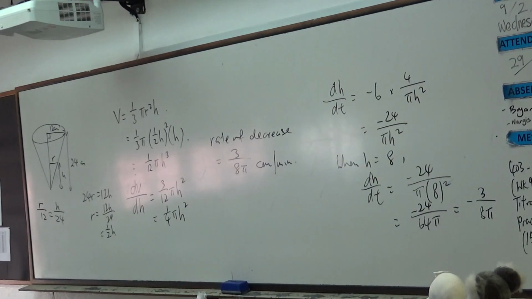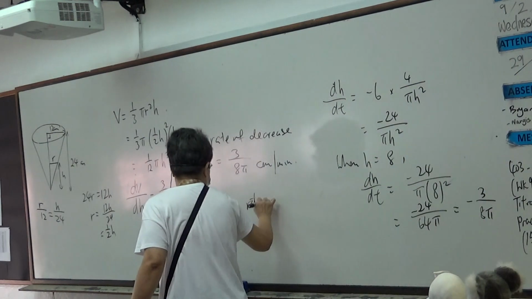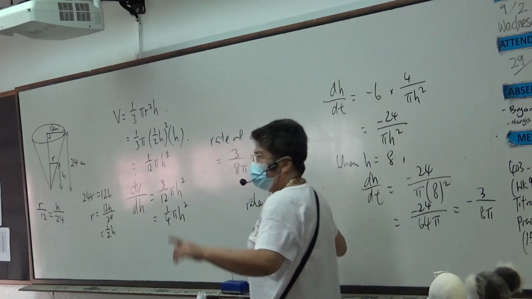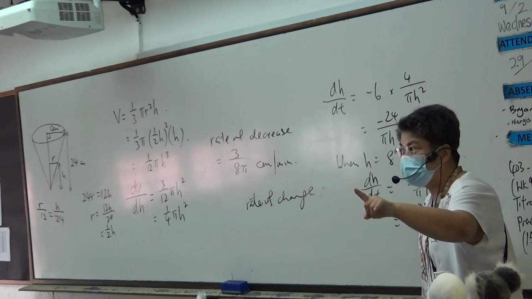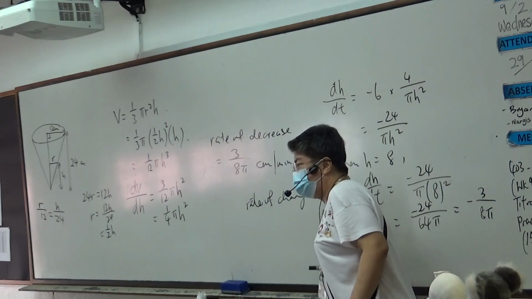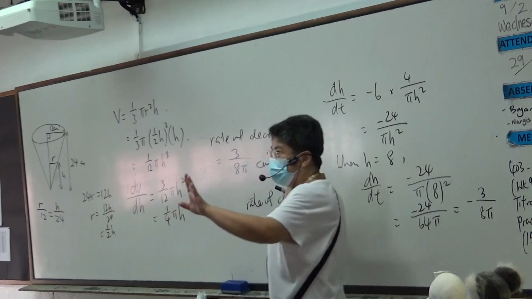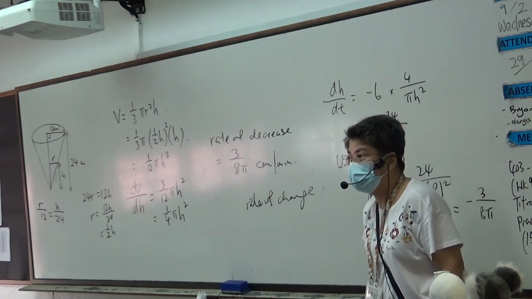Agree? Now, what if you want to write the negative? It will be rate of what? Yes, it is rate of change. That's the difference. Do you get what I'm talking about here? When you say rate of change, it will be negative because it's decreasing. But when you say rate of decrease, it must be positive because it will say decreasing. Everybody clear with what I'm talking about?